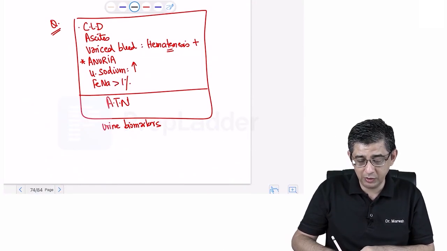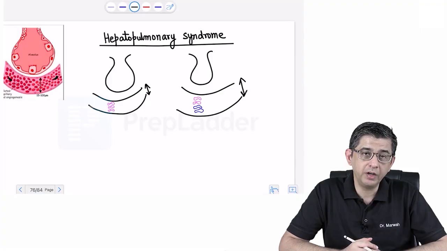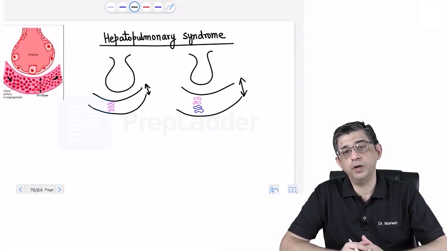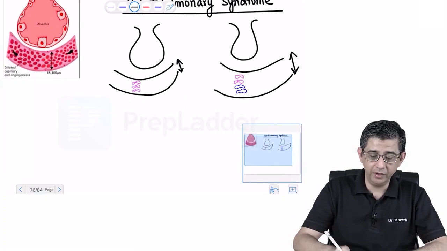And yes, subsequently this patient will be requiring an orthotopic liver transplantation. I shall now be comparing manifestations of hepatorenal with hepatopulmonary syndrome. So let's look at what's the fundamental problem here, and is it the liver still to blame?